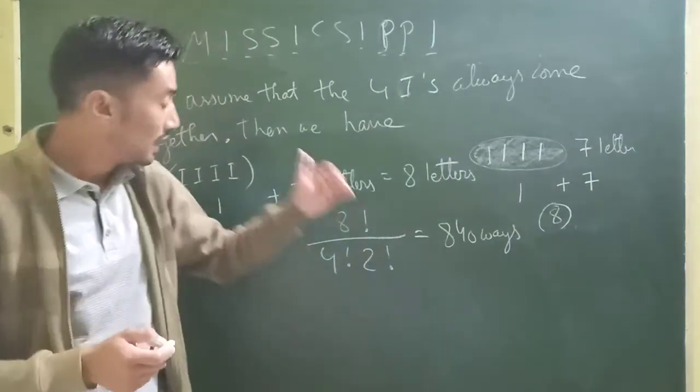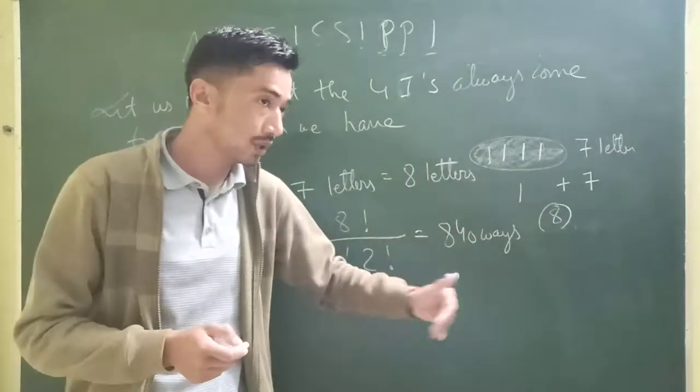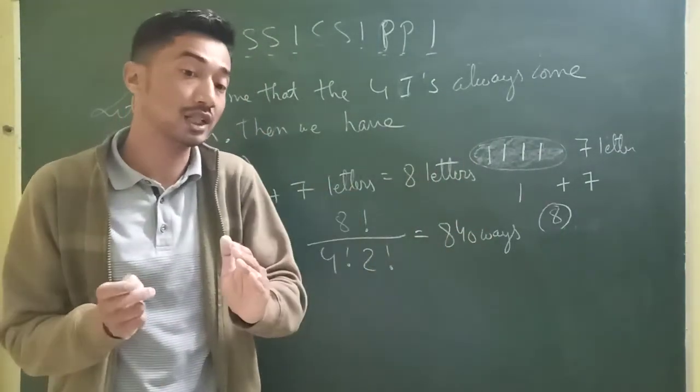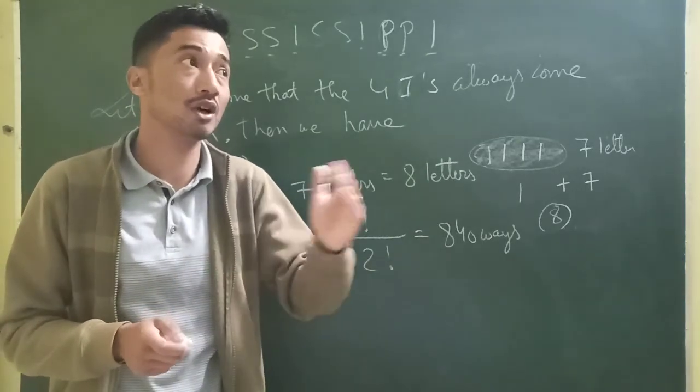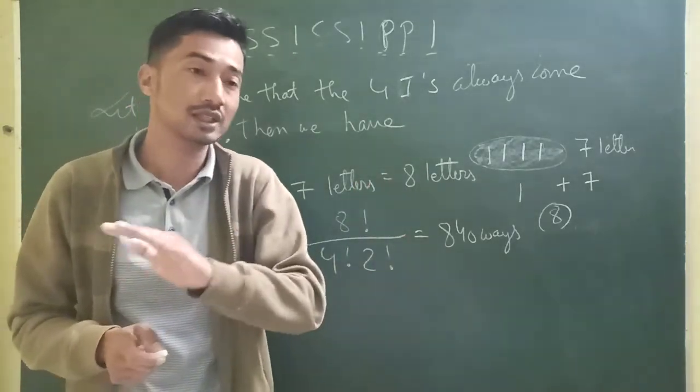So now we have the total number of ways in which the word Mississippi can be arranged: 34,650 ways. Out of that, 840 ways are the number of ways in which the 4 i's will always come together. The question is, in how many ways will the 4 i's never come together?